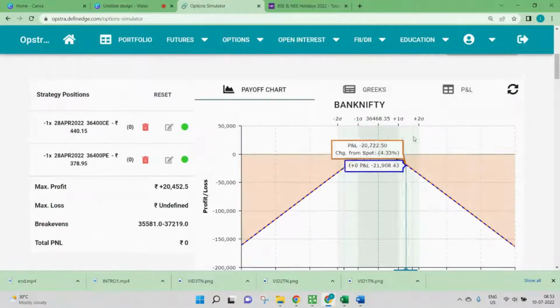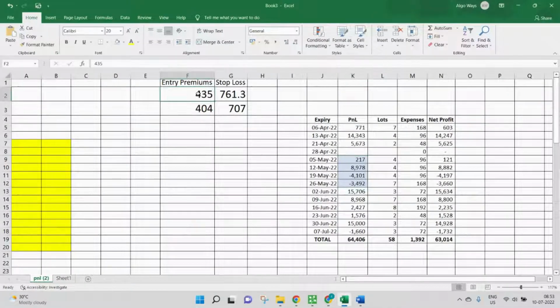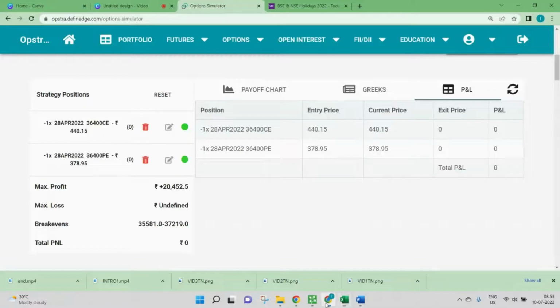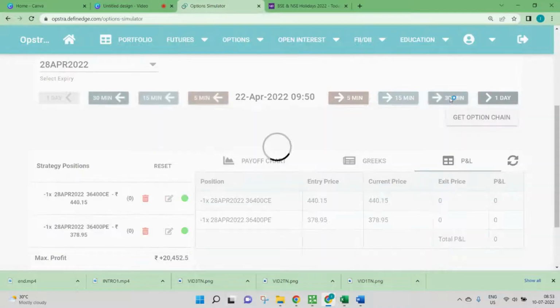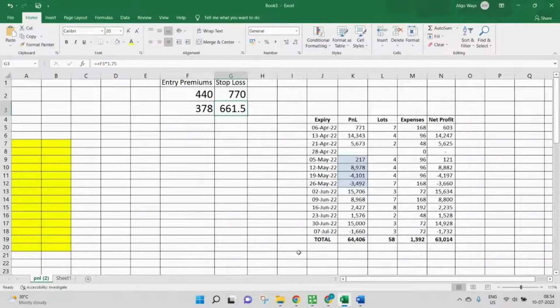Record the sold premiums. So 440, 378, 440 and 378. Premiums are low even on Monday, on Friday. So 661 will be our stop loss for the CE and 770 for the PE. Till then we can go very fast. 670 we have to look at. So P is at 602. Our stop loss is 661.